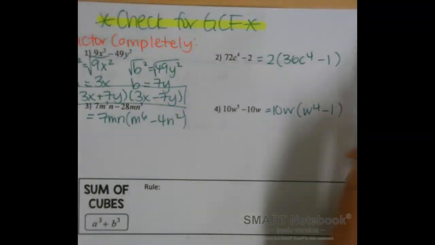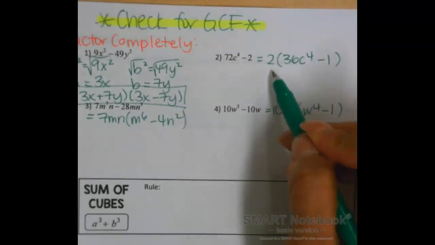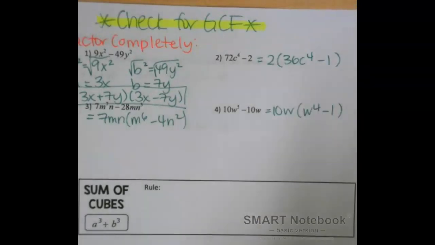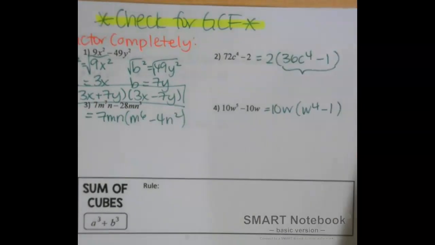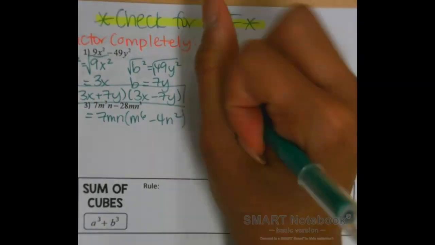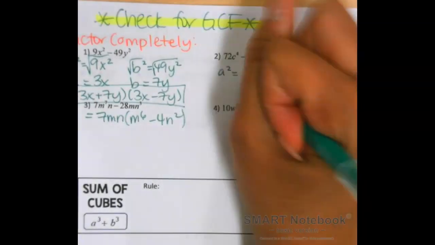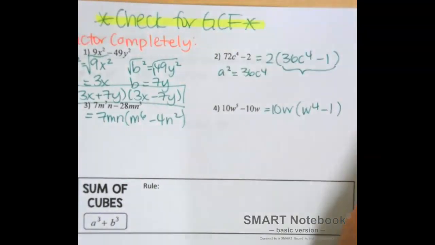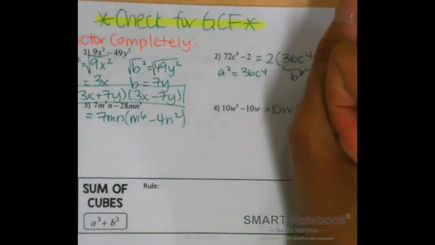All right, let's look at question number 2. Okay, so for question number 2, we have this guy, and I need to see on the inside of your parentheses if I could factor this further. Okay, so for this question, your a squared is going to be 36c to the 4th. Your b squared is going to equal 1.